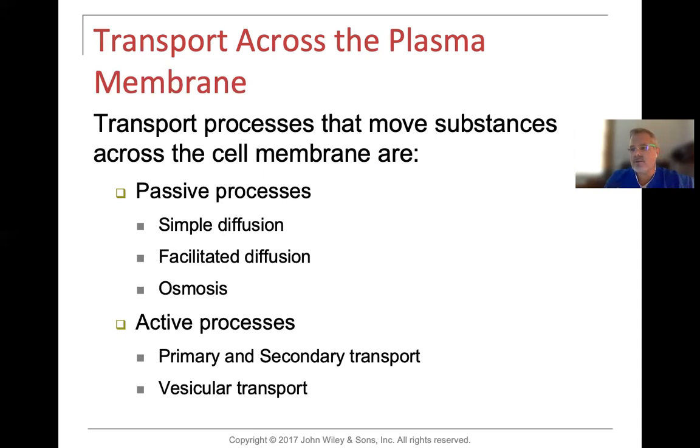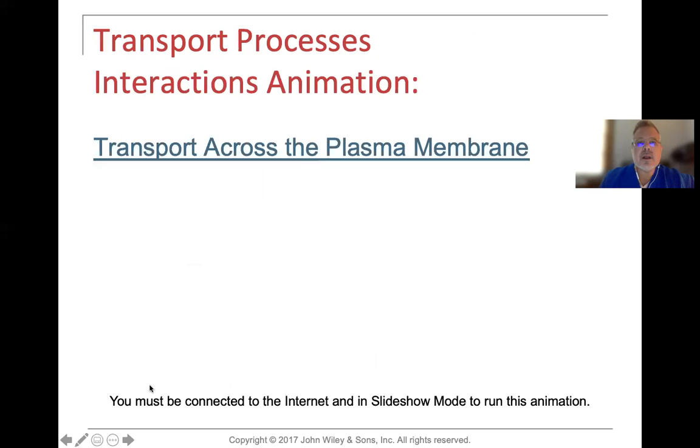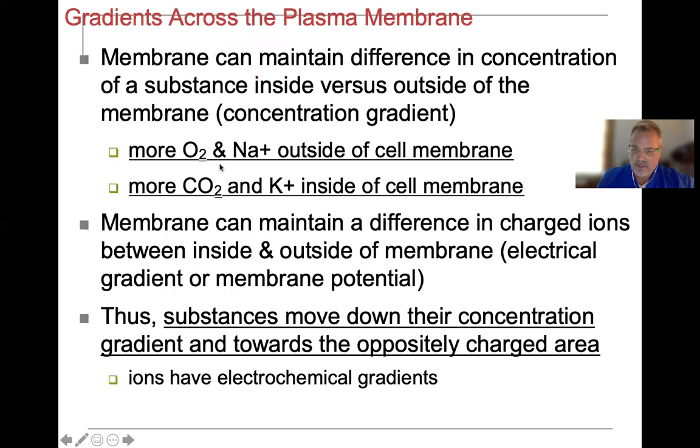But facilitated diffusion, facilitated means it needs help. Can't do it by itself. It needs some assistance. We'll talk about active processes, primary and secondary transport. These things typically require some form of energy. You can click on this link on your own time to watch a quick video showing you transport across a plasma membrane.